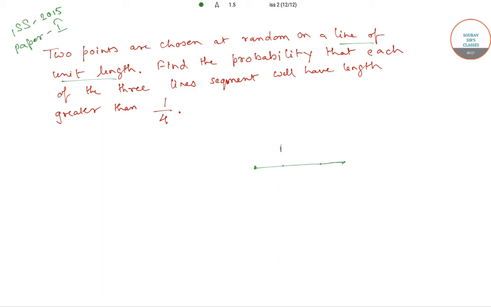This is P1 and this is P2, and these 2 points are breaking the entire line into 3 segments. These are the 3 segments. So we have to find the probability that each of these 3 line segments will have a length greater than 1 by 4. That is, the length of each of these 3 line segments is greater than 1 by 4.